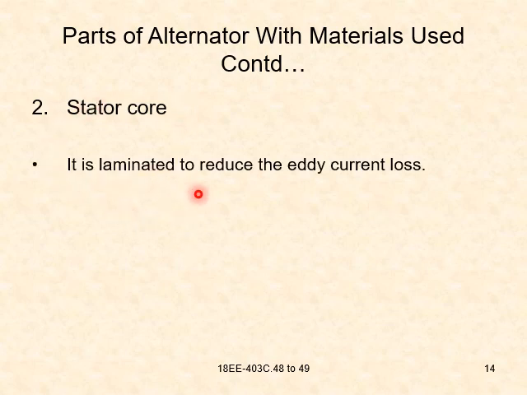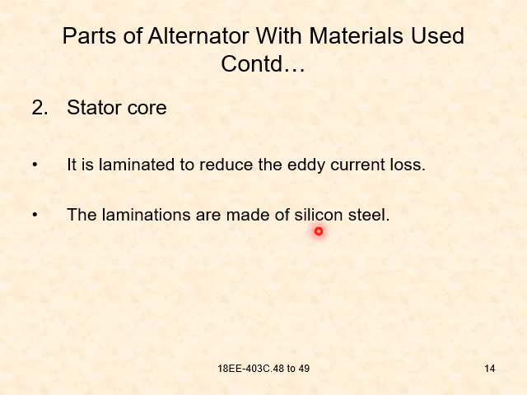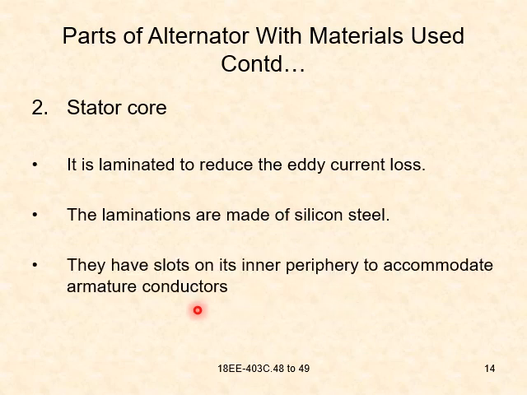Moving on to the next parts of alternator with materials used, in continuation, stator core. It is laminated to reduce eddy current losses. And the laminations are made of silicon steel. They have slots on the inner periphery to accommodate armature conductors.